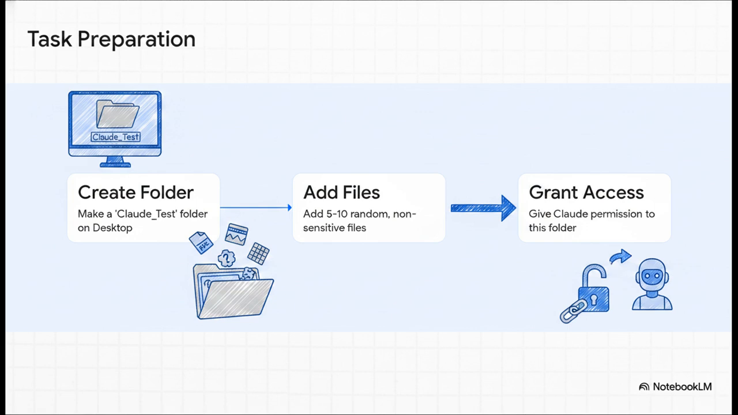To prepare for this, we're going to create a brand new, simple folder directly on your desktop and name it Claude_test. Next, dump 5 to 10 random, messy, non-sensitive files into it. Seriously, make it super messy. Use some old PDFs, a random image, a sample spreadsheet. We really want to see the magic happen. Finally, go into the Cowork settings and formally grant Claude permission to see inside this specific test folder.